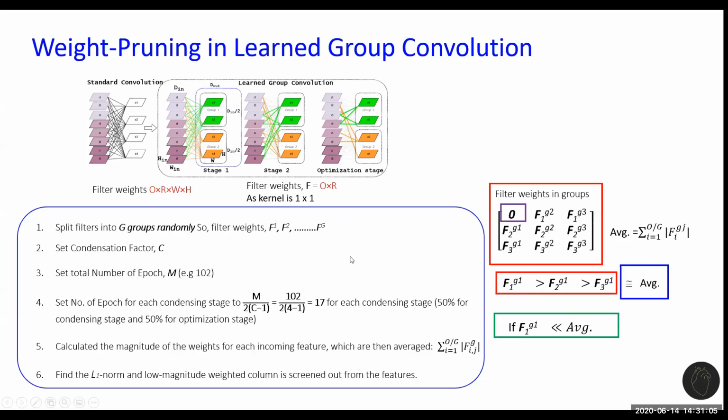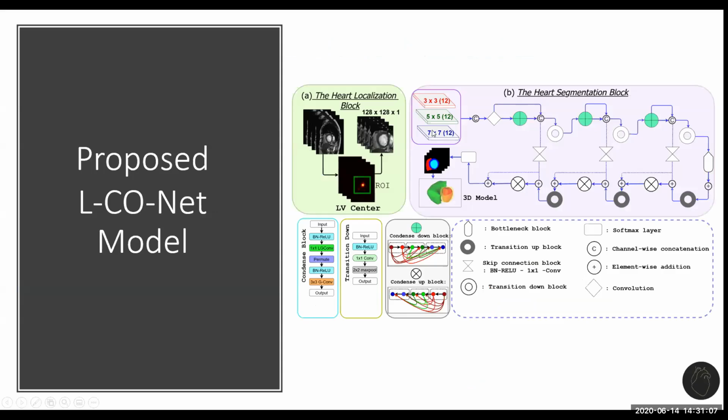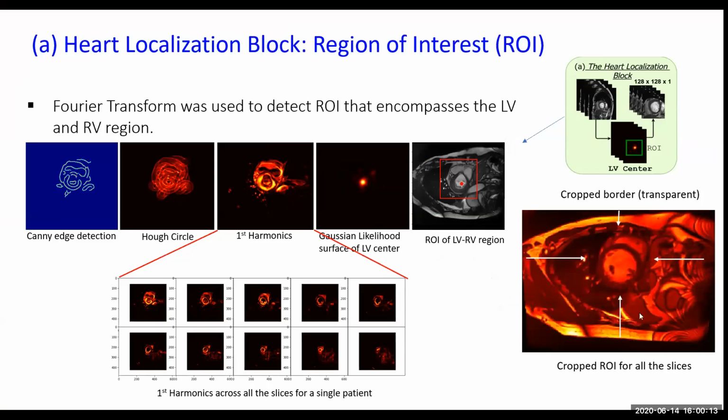This is our proposed LCONET model that consists of two blocks. One is the ROI detection block, and second is the heart segmentation block. And the heart segmentation block consists of depth-wise separable convolution, and also the DenseNet architecture is replaced with the CondensNet block, where the CondensNet learned group convolution is used in the 1-by-1 convolution with some permutation in between the 1-by-1 and 3-by-3 convolution. To reduce the computational complexity, we used a Fourier transform-based approach for ROI detection.